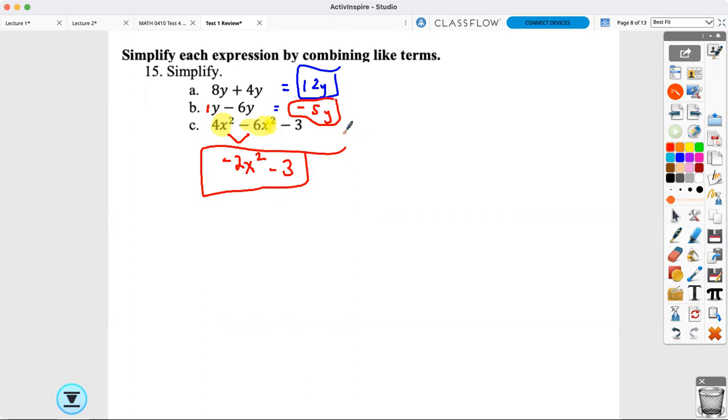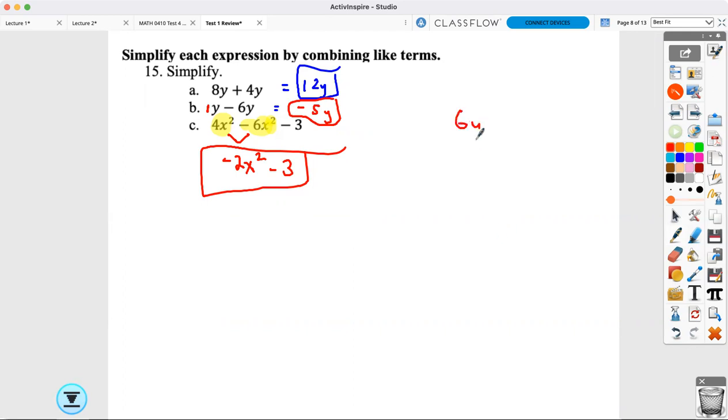Any questions here on combining like terms, guys? Any questions? I do have a different question. Go for it. For number B, would it have been a different answer if it was 6y minus y? Yes, it would have.